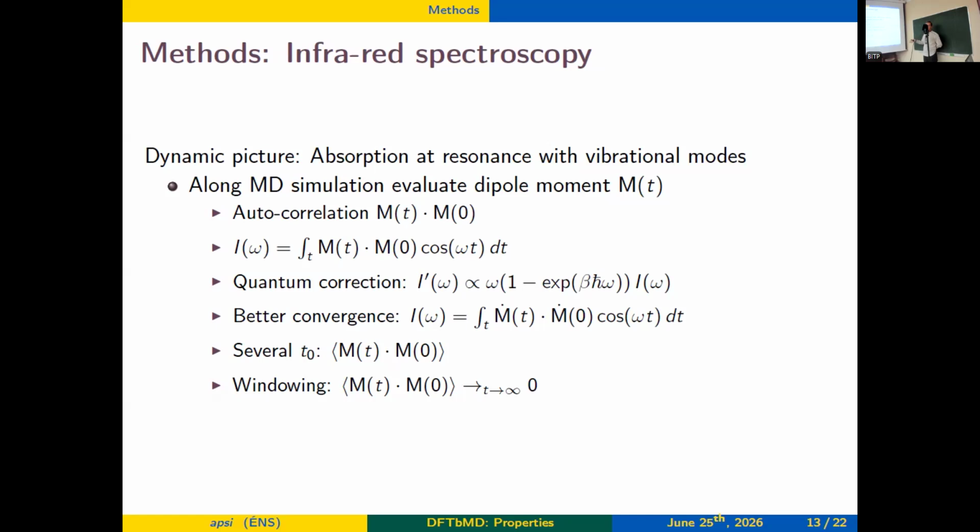And then, well, there's still a numerical trick, because if the simulation is not long enough, or if the system is quite small, it might be that this correlation doesn't go to zero at infinite time. This is what we usually have, for example, in liquid water. From the initial configuration, if the simulation is long enough, at the end there's no correlation with the initial dipole, especially if we use several time zeros. So this should go to zero.